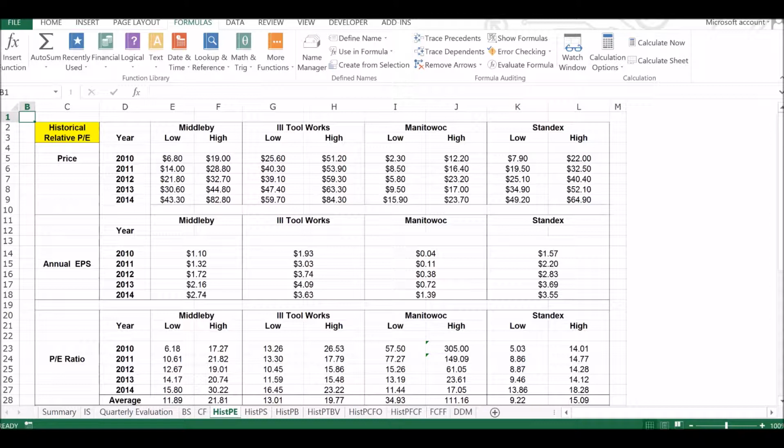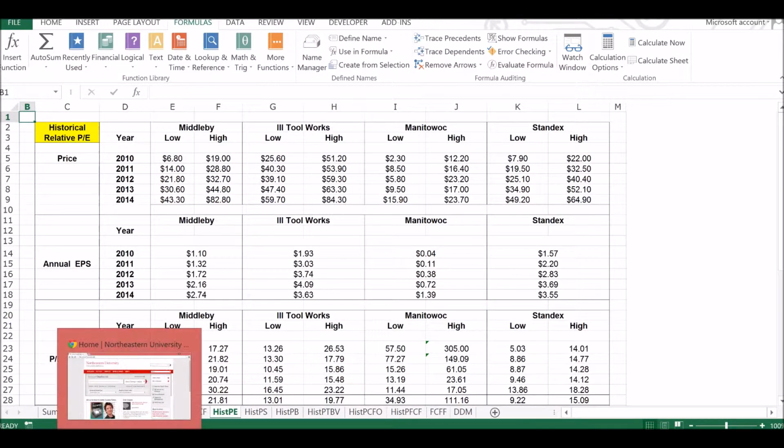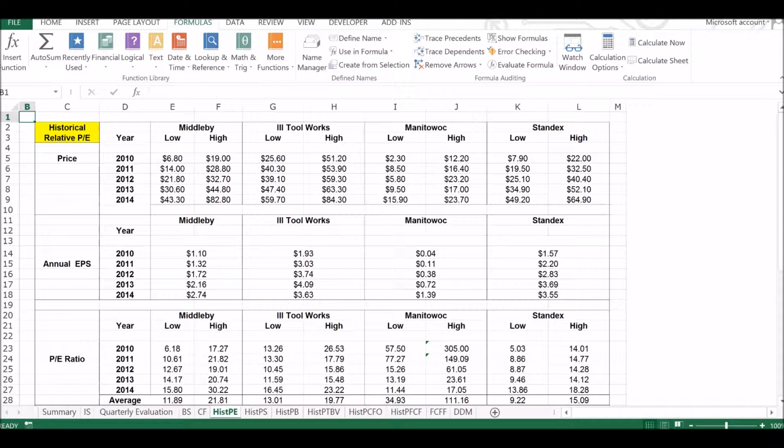So what you're going to need are some PDF reports from Value Line. You're also going to want to get some information off of Bloomberg, and you can calculate some of it yourself as well. But just to walk you through the price to earnings, which is the example today, you're going to need that information.